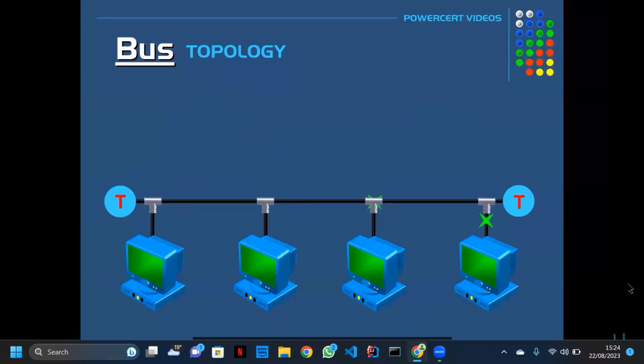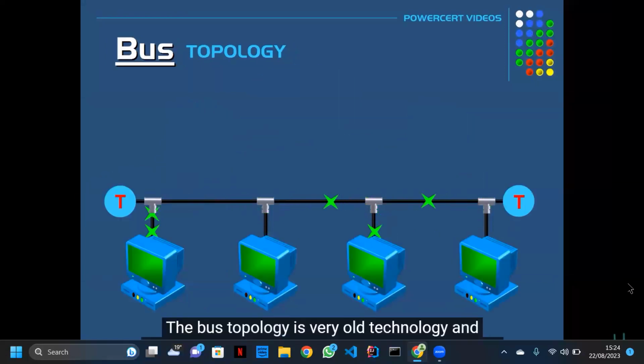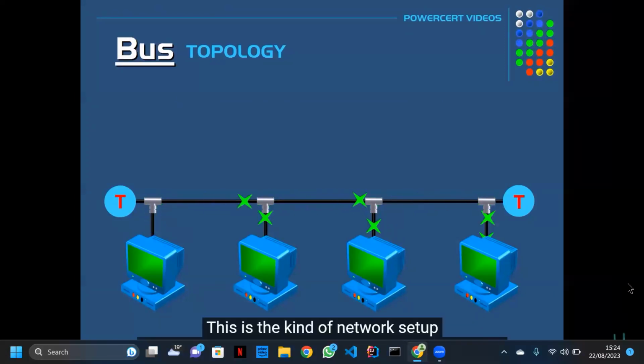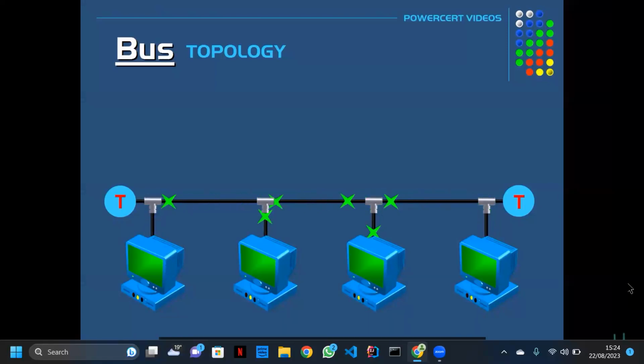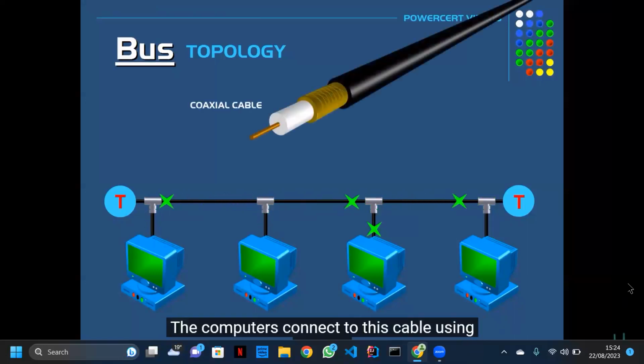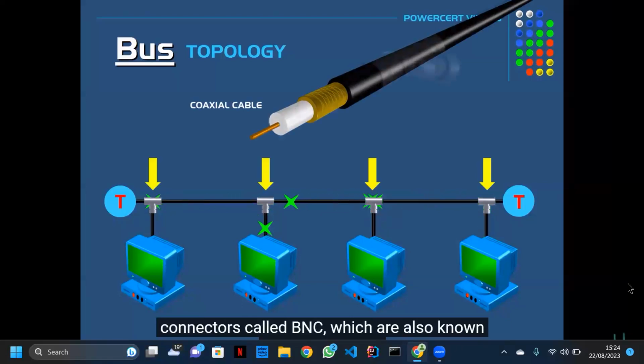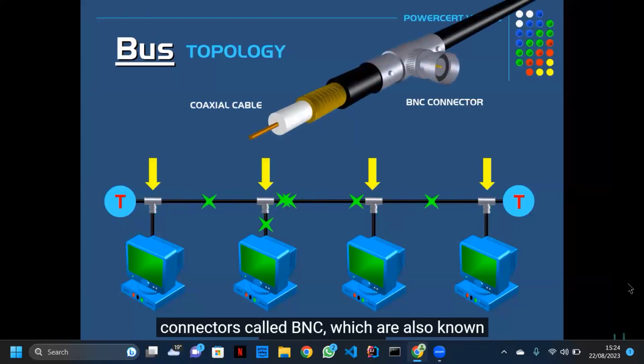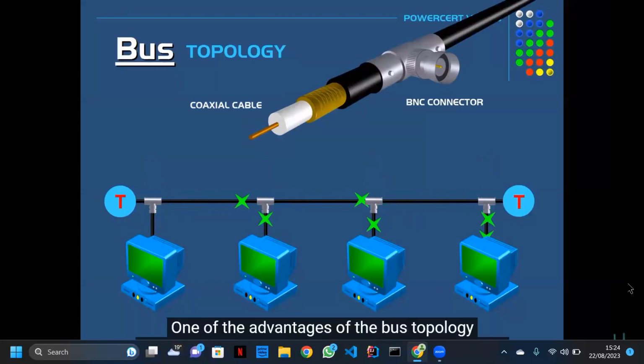And the next one is the bus topology. The bus topology is very old technology and, like the ring topology, it's not used that much today. This is the kind of network setup where each of the computers and network devices are connected to a single cable or backbone, and this backbone is a coaxial cable. The computers connect to this cable using special connectors called BNC, also known as T connectors. One of the advantages of the bus topology is that it is fairly cheap and easy to implement.